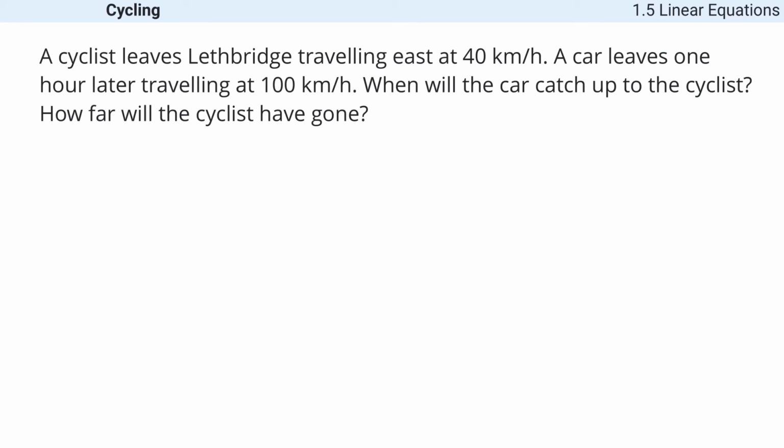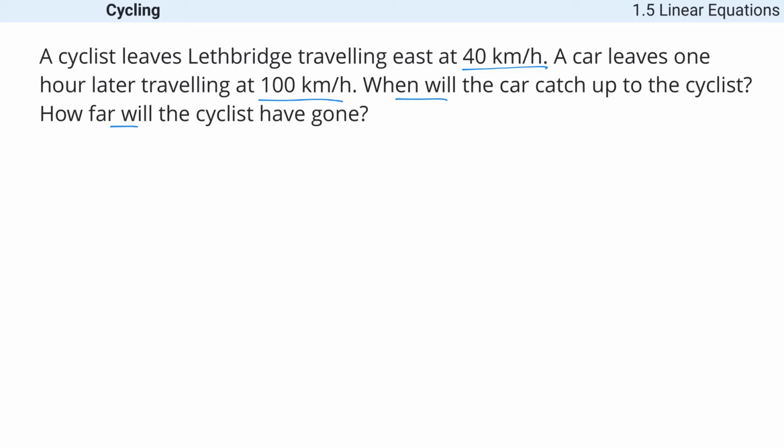Cyclist leaves Lethbridge traveling east at 40 kilometers an hour, pretty quick. A car leaves an hour later traveling at 100. And the question is, when will the car catch up to the cyclist? And how far will the cyclist have gone? Okay, so it looks like I've got a rate. There might be a distance and a time. So this would be the time kind of thing. How far will the cyclist go?